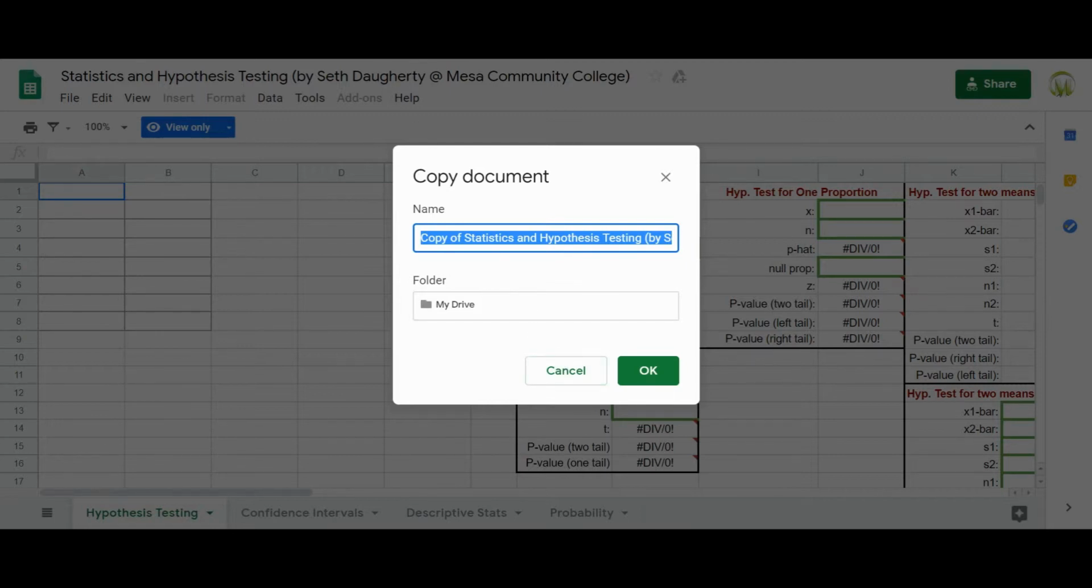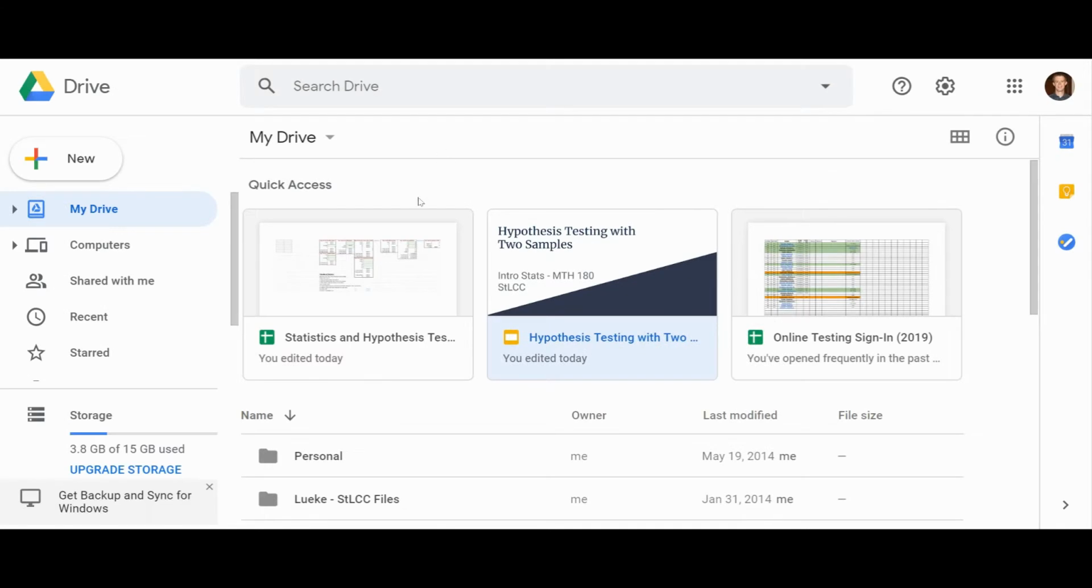And I'm going to go ahead and copy it in there. Yes, I do want to make a copy. And then it will appear in my drive like this.